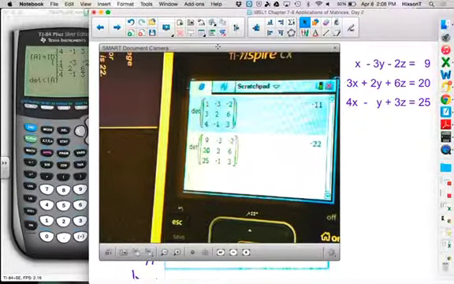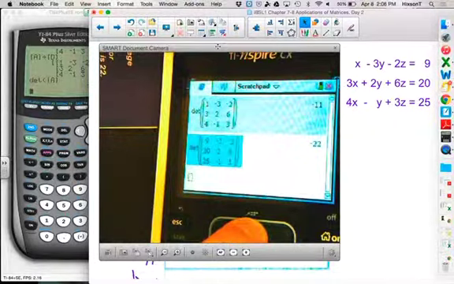And those of you with the 83s and 84s, did you get -22 as your determinant for D sub x? Yeah. Okay. So right now we know that x is 2. Yeah, -22 over -11 would be 2.